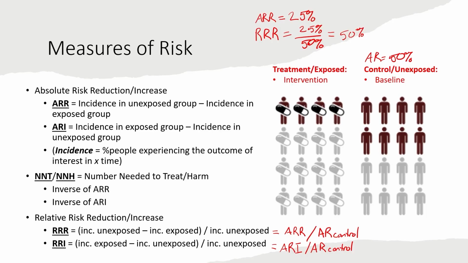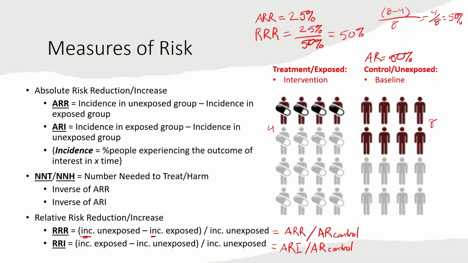Now, you can use counts instead of percentages if you prefer, and the results come out the same. There's 8 people with adverse outcomes in the control. There's 4 people with adverse outcomes in the treatment group. So we could do 8 minus 4. That's the incidence unexposed minus the incidence exposed, divided by the incidence unexposed, which is 8. And that equals 4 out of 8, which is still 50%. And by the way, INC here, that means incidence.